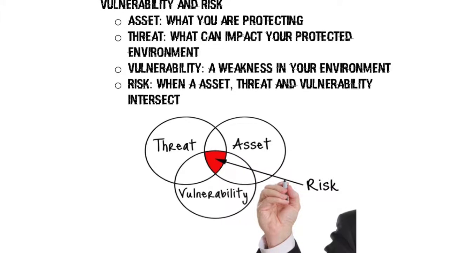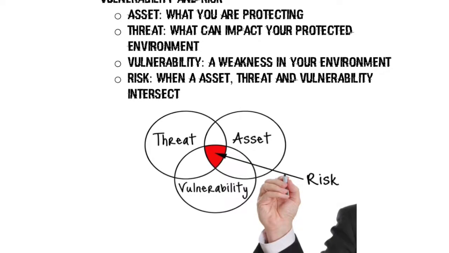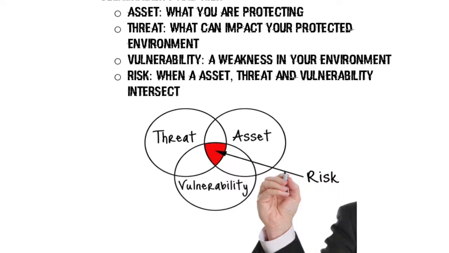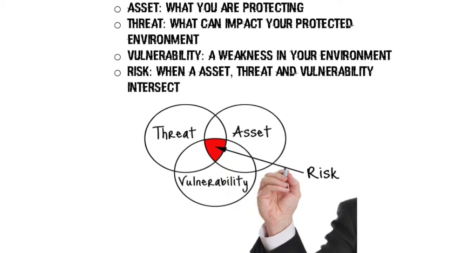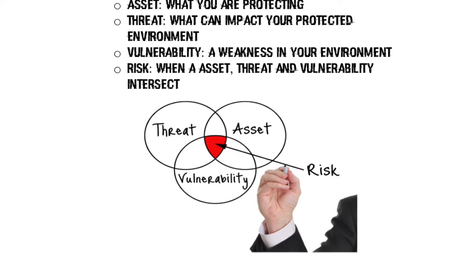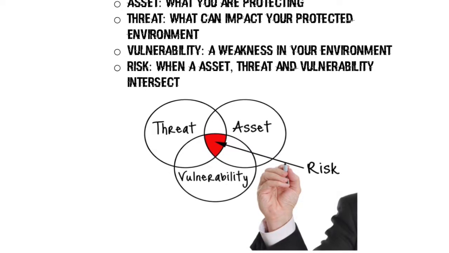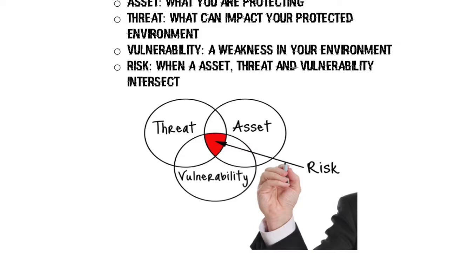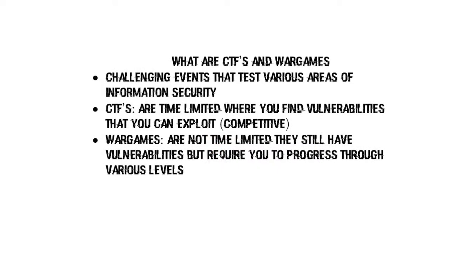So we were saying that if you have the asset, the threat, and a vulnerability, all three of those, then you inherently have a risk. So a risk is when the asset, the threat, and the vulnerability intersect. Then you have a risk, and that is what you are trying to either eliminate or mitigate. If you remember, this is what we're going to be working on this entire class.